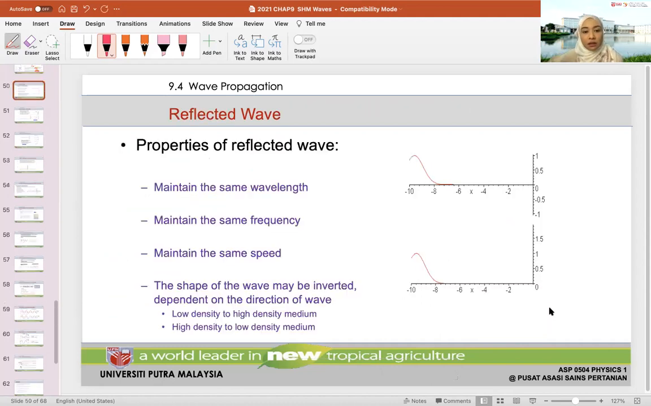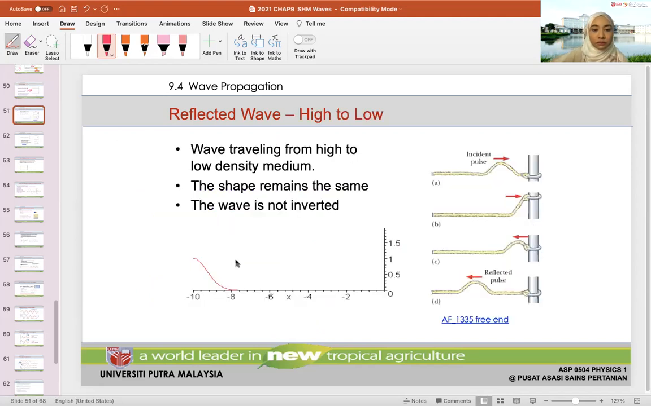Okay, next one. So properties of reflected wave. It maintains the same wavelength. It maintains the same frequency, same lambda, same F, same V. V equals F lambda. Semua ni sama. The shape of the wave, however, can be different. It can be inverted or non-inverted. Kalau inverted, it means that you encountered a fixed boundary. If it is not inverted, you encountered a non-fixed boundary such as air, such as the ring and the rod lah. Dia boleh bergerak.